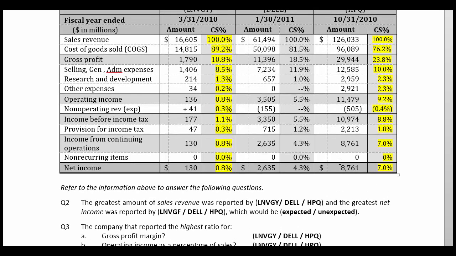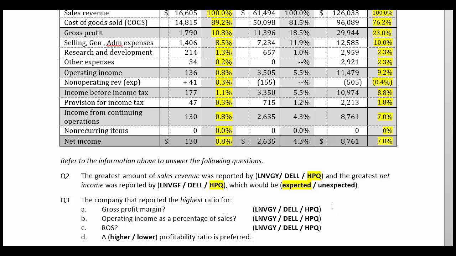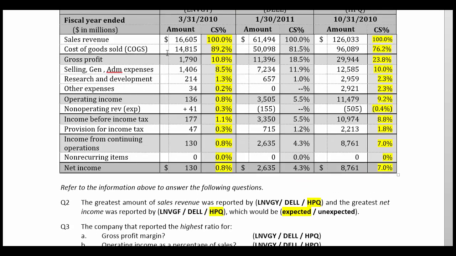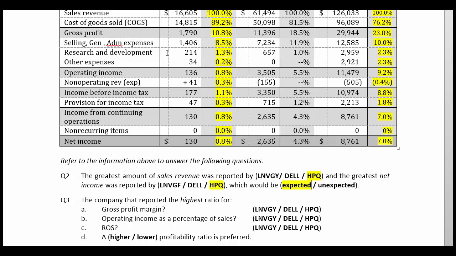So the greatest amount of sales revenue was reported by, and I'm assuming that you figured this out, so I'm going to go through it pretty quickly, Hewlett-Packard. And the greatest amount of net income was also reported by Hewlett-Packard, and you would expect that. Which company reported the highest ratio for gross profit margin? Now keep in mind, remember the formula, gross profit margin is gross profit divided by sales. This is why you really need to know the formula, and it's not enough just to be able to look it up. Gross profit margin is equal to gross profit divided by sales revenue.